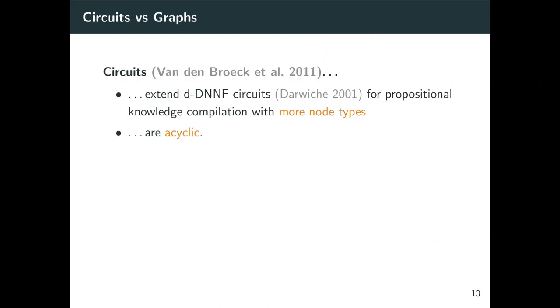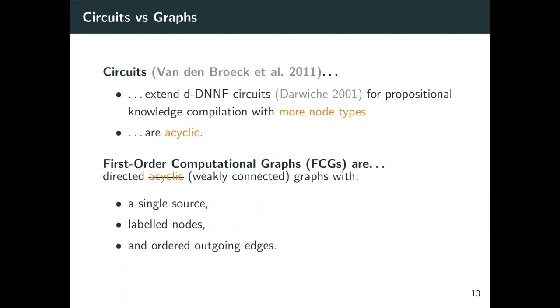So previously, we had these circuits that extend d-DNNF circuits for propositional knowledge compilation with more node types. And as all circuits, they are acyclic. And here we introduce these first-order computational graphs that are no longer acyclic. They are directed weakly connected graphs with a single source, labeled nodes, and ordered outgoing edges. Although there is only one small instance where that order matters.